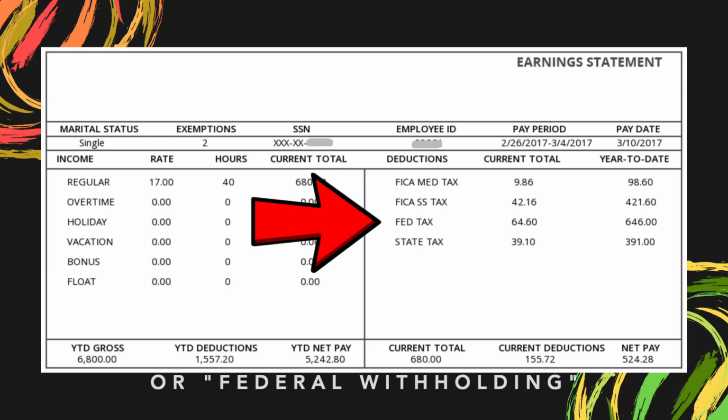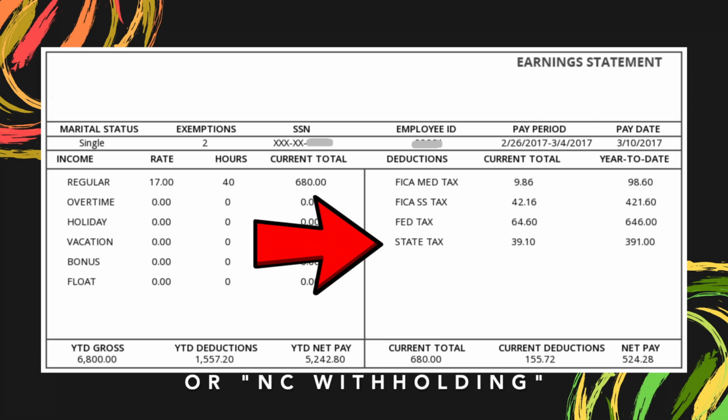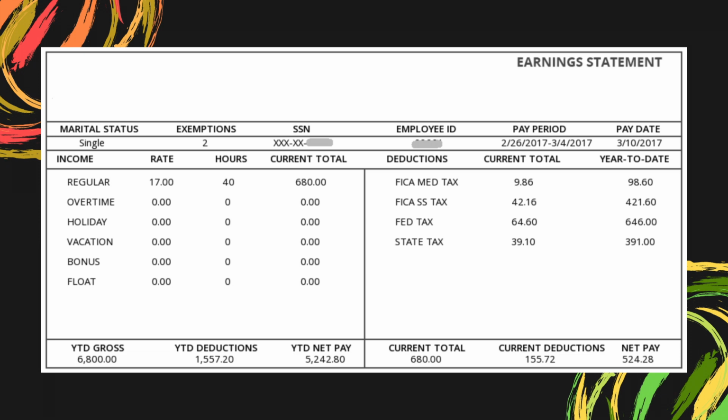Fed Tax, or sometimes listed as Federal Withholding, is the general tax fund that funds the rest of the federal government. The largest item after Social Security and Medicare is the military. So most of this money funds the U.S. Department of Defense, but it also funds other federal programs. And lastly, we have state tax, which of course varies depending on which state you live in and may say, for example, NC withholding. If you didn't contribute to your individual retirement accounts or have healthcare deductions, then that's it.